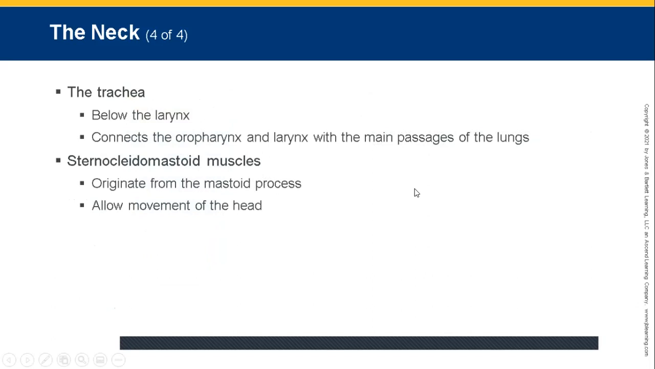The trachea, below the larynx, connects the oropharynx and larynx with the main passages of the lungs. The sternocleidomastoid muscles originate from the mastoid process and allow movement of the head. So as the trachea moves down, you'll have the larynx, and it connects the larynx and oropharynx. And the nasopharynx is also connected, and the ear passage is also connected.